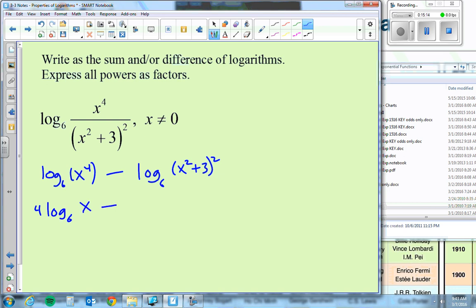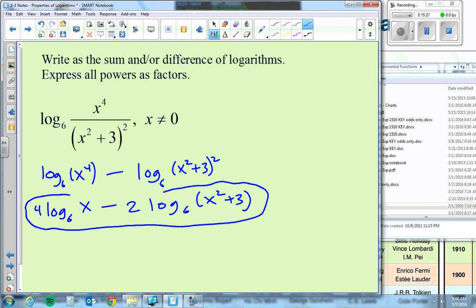And by the way, just don't forget to keep the same base on your logs. It's log base 6 all the way through this problem. And the base was x squared plus 3, so that's your new argument when you get rid of the 2. So once again, parentheses have to be there where I have them. Okay?